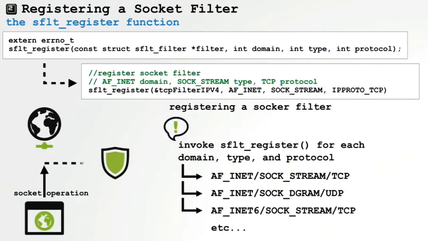Once this socket filter structure has been populated, you invoke the socket filter register function. And this will, as its name implies, register or install the socket filter. Besides that populated structure we just discussed, this function also takes the socket domain, type, and the protocol. So if you want to filter multiple socket types, for example, IPv4, IPv6, et cetera, you have to invoke this function multiple times.